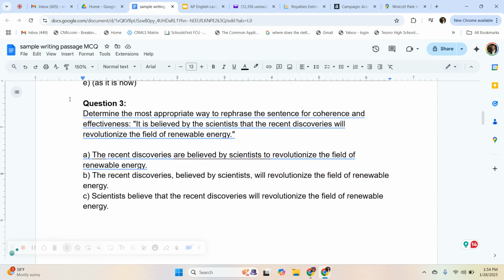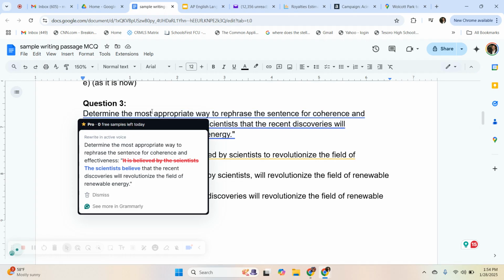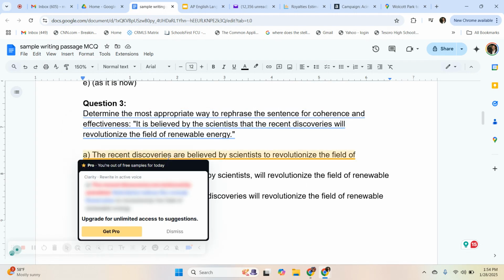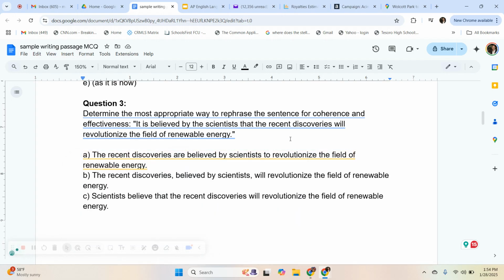Question 3. Determine the most appropriate way to rephrase the sentence for coherence and effectiveness. It is believed by the scientists that the recent discoveries will revolutionize the field of renewable energy. This one is a little bit too much passive voice. Okay, and that's probably what Grammarly is telling me there. Unfortunately, we won't have the advantage of Grammarly on the AP test, but it is on my Google Docs at home. A, the recent discoveries are believed by scientists to revolutionize the field of renewable energy.